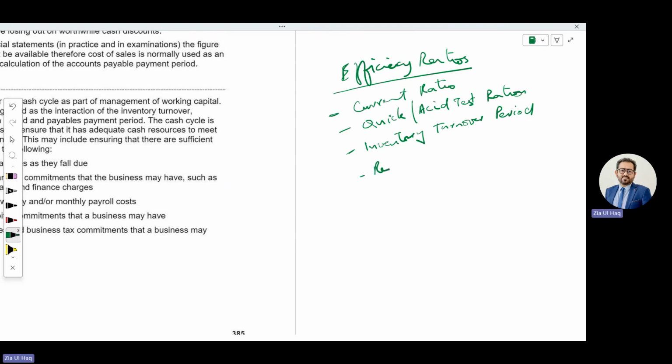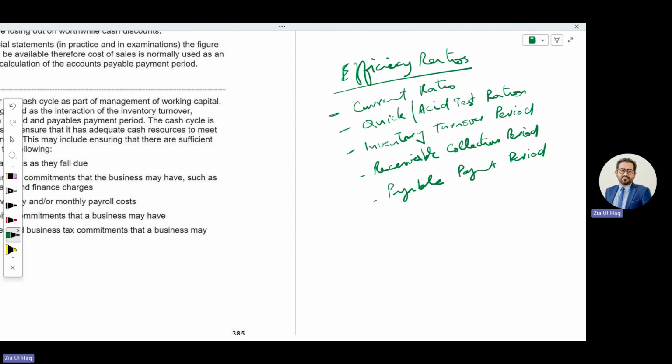Receivable collection period means how many days we are collecting from receivables. So receivables over credit sales into 365. Payable payment period: payables over credit purchases into 365. If no credit purchases, we will use cost of sale.